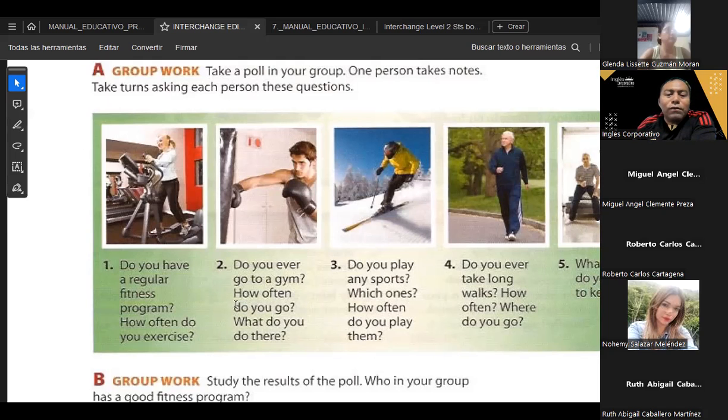Pero la de how often do you go, esa es una pregunta abierta. It's an open question. So, it's about frequency adverbs. How often do you go? I never go, I usually go, I sometimes go. What do you do there? I work out. What do you do there at the gym? I usually work out, right? Yes. Okay, no problem, Stephanie.